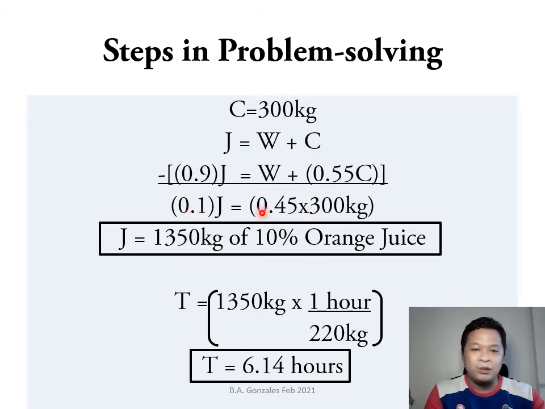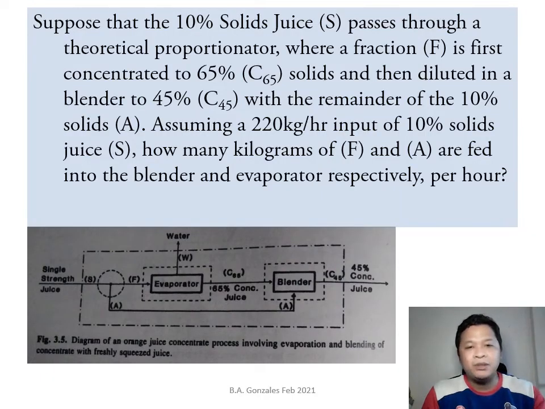And if you try to isolate the equation so that you can solve for J, since C is given na 300 kilograms, you know that to get 300 kilograms of concentrated orange juice, you'd need 1,350 kilograms of dilute or 10% solids na orange juice. Now, to get the time required, you simply divide that amount needed by the rate specified, which is 220 kilograms per hour. Alright, so here's a sample problem you could try.